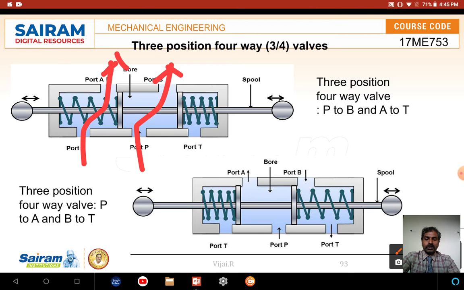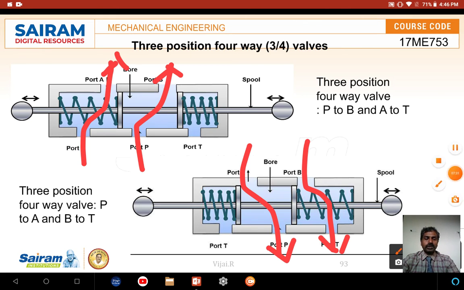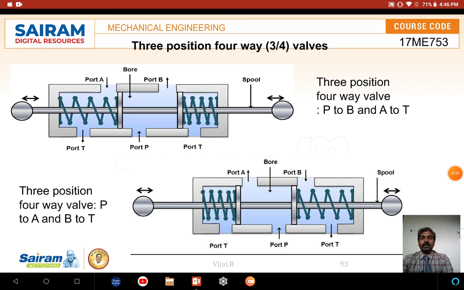But in the second picture, when the spool is moved to another extent, port A and port P are connected, and port B and port T are connected. So by moving the position, we can see three positions. These are the two positions of the four-way valve; another position we will see next.